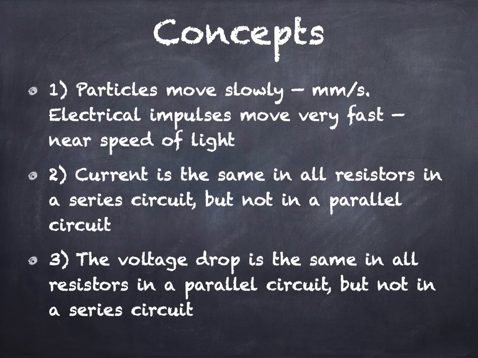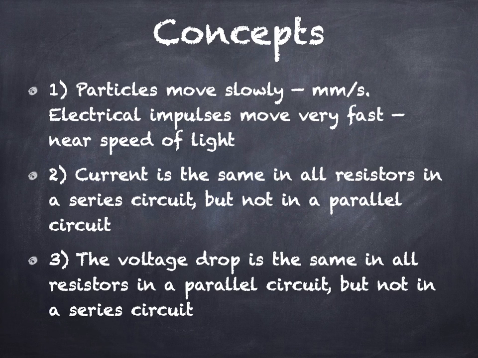Oh well. The first question had to do with how fast particles and electrical impulses move. The particles, the electrons, move very slowly. Very slowly, millimeters per second. They're not moving very fast. The impulse, however, can move very fast, near the speed of light. Remember, if you're thinking about dominoes falling over, the dominoes don't move very fast, but the effect, the fall, can move very rapidly and very far, and that's the idea here.